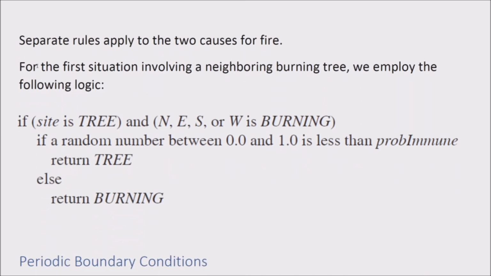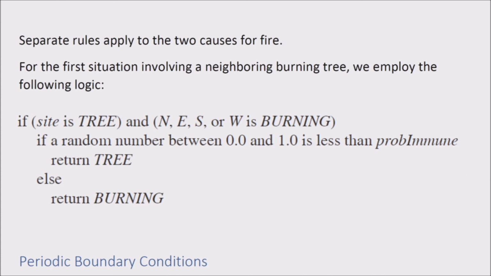These are the separate rules we have to apply for those two cases. For the first situation, involving a neighboring burning tree, we employ the following logic. What is the logic here? We say there's a tree, and we consider that a neighbor of it is burning. Then you throw a random number, and if it is less than the probability of immune, you return a tree. The other case is the probability of burning.